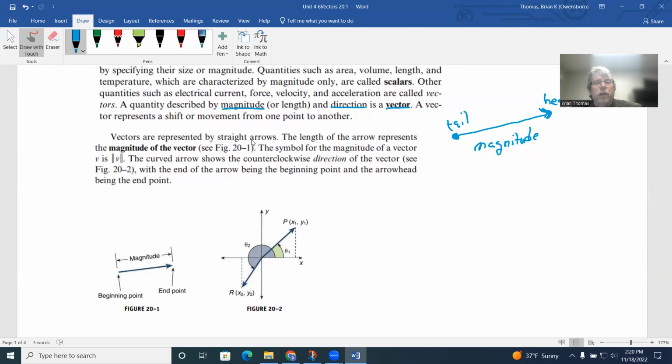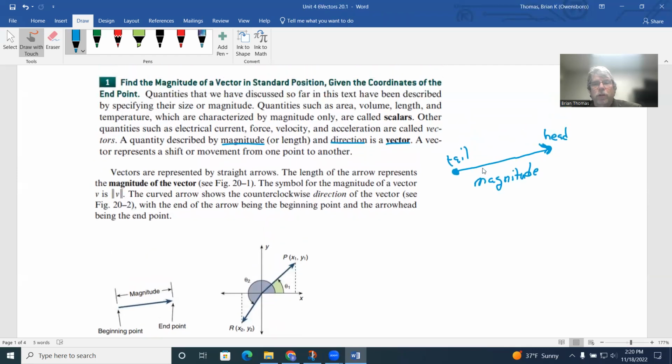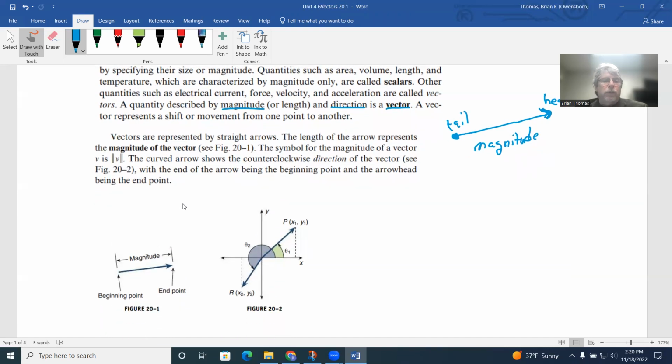So vectors are going to be represented, like I said, by straight arrows. Again, in geometry, we call them rays. We can also call them an arrow. The length of the arrow is going to represent the magnitude of the vector. The symbol for magnitude of the vector is a double parallel bar with V inside. The curved arrow shows the counterclockwise direction of the vector. Remember, if we talk about direction, we're talking about angle. As we said, the magnitude is going to be the length, and then we have the beginning point and the end point.